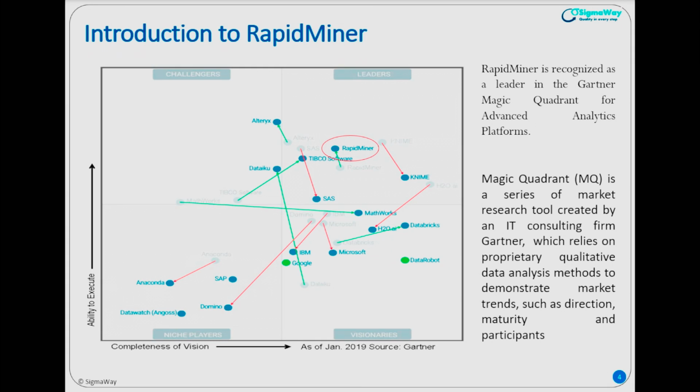Let us now discuss some RapidMiner credentials. RapidMiner is recognized as a leader in the Gartner Magic Quadrant for Advanced Analytics Platforms. The Magic Quadrant is a series of market research tools created by the IT consulting firm Gartner, which relies on proprietary quantitative data analysis methods to demonstrate market trends such as direction, maturity, and participants.